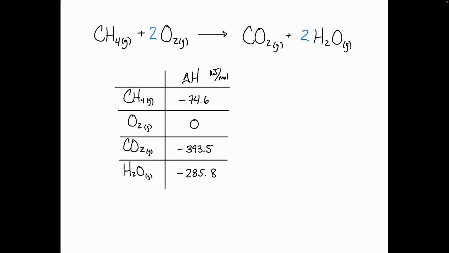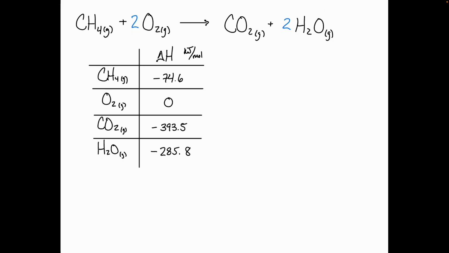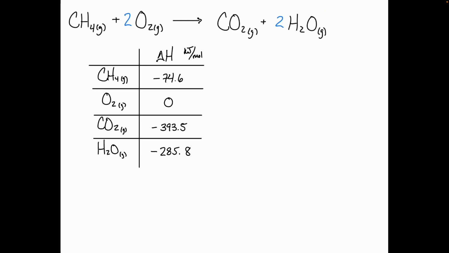Okay, so now we can use these values to calculate the delta H of our overall reaction by taking your products minus your reactants. You just have to remember to multiply those delta H values by a stoichiometric coefficient. So that value for water, you'll have to multiply by 2. Carbon dioxide, it's just 1. But don't forget those stoichiometric coefficients. So everybody take a second, see if you can calculate the delta H of this reaction.